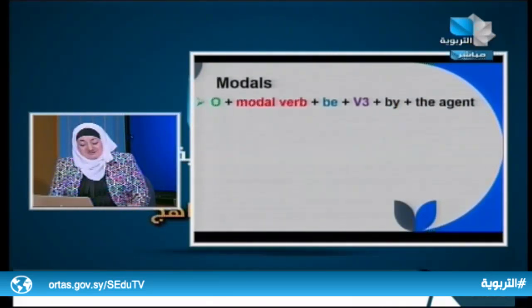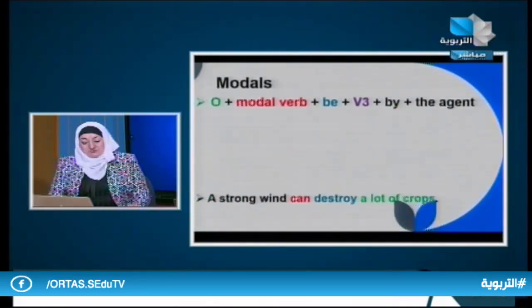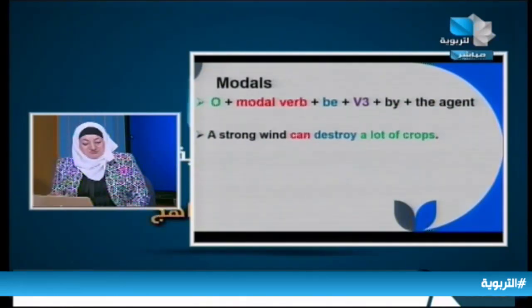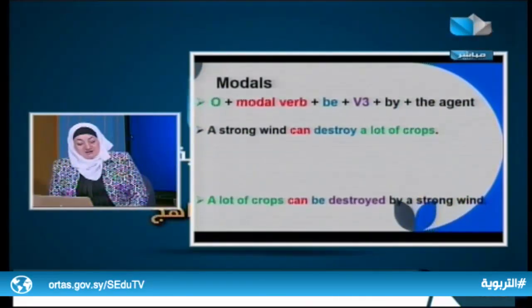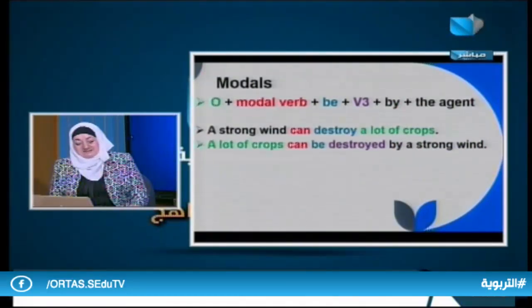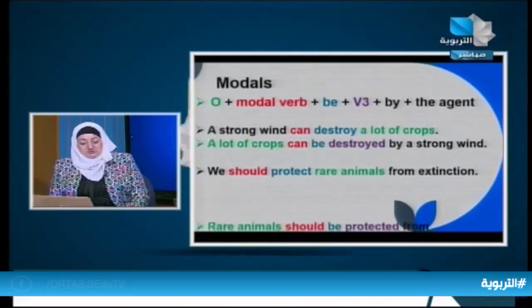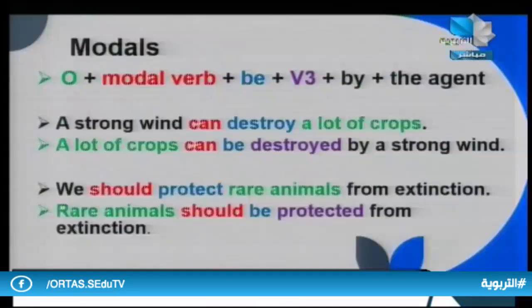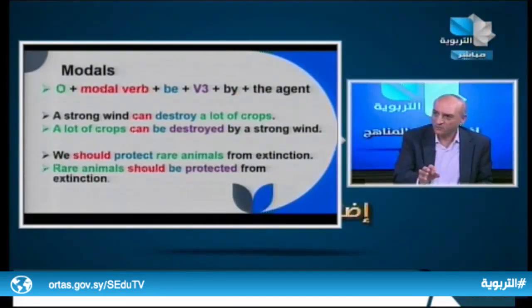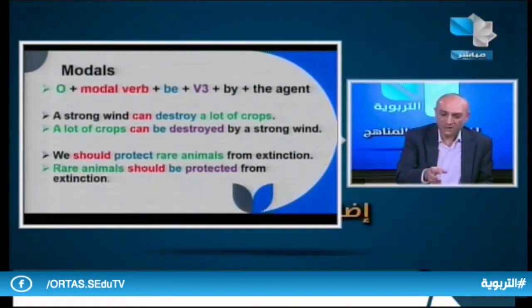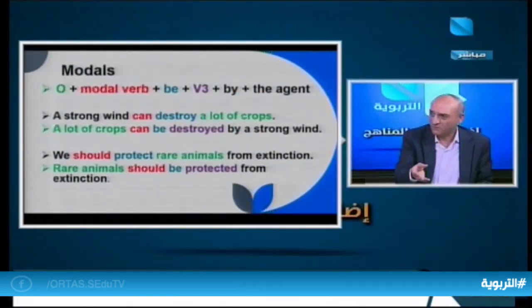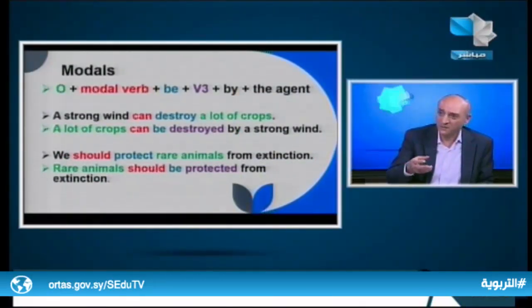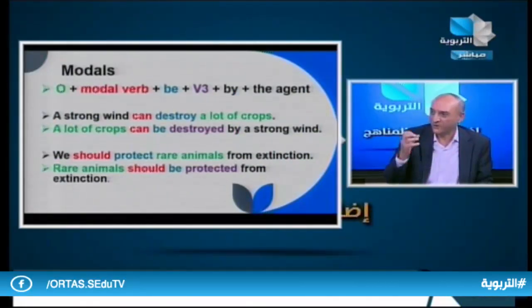Another example: we should protect rare animals from extinction. We have a modal here, "should". In the passive: rare animals should be protected from extinction. So, as you see, should be, must be, can be in the passive. Any modal plus be, it's the same for all modals. We use the same modal, then the zero form of verb to be, because we have "destroy" here in the zero form. So we use verb to be in the same form as the active verb.